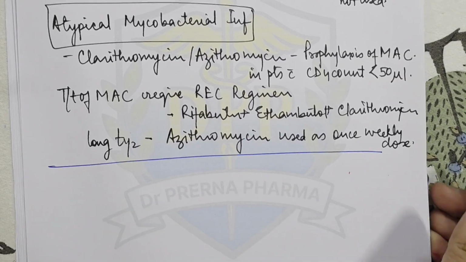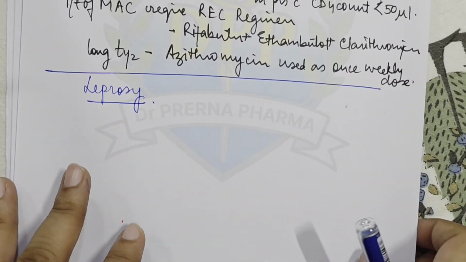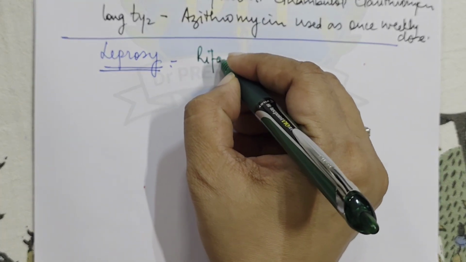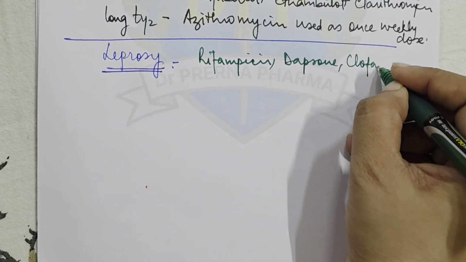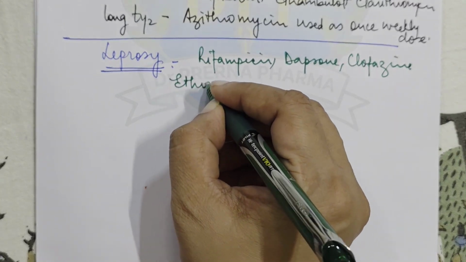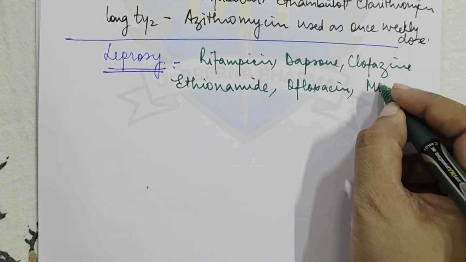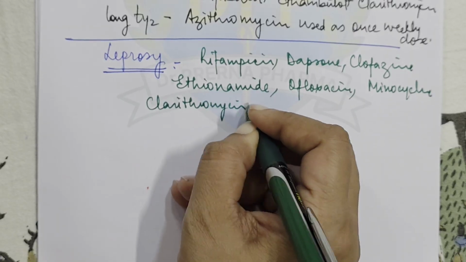The next disease that we have to study about is leprosy. Coming to the treatment of leprosy now. The drugs which are used in leprosy are rifampicin, then dapsone, then clofazimine, ethionamide, ofloxacin, minocycline, and clarithromycin. Okay, so these are the medicines which we use in leprosy.